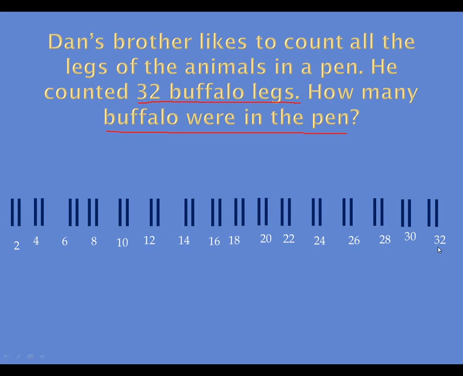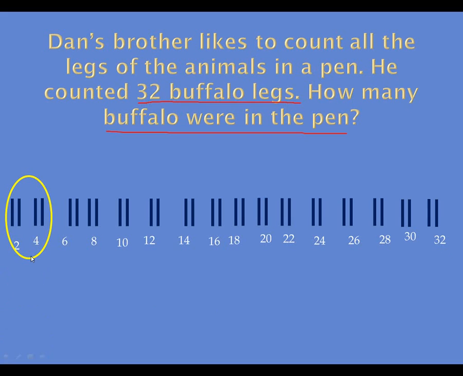Now I have to think about what I already know. I know buffalo have 4 legs each. Okay, it's an animal that walks on 4 legs. So that means that 1 buffalo has 4 legs. I'm going to use my picture for help now. I'm going to draw a circle around each group of 4 legs.